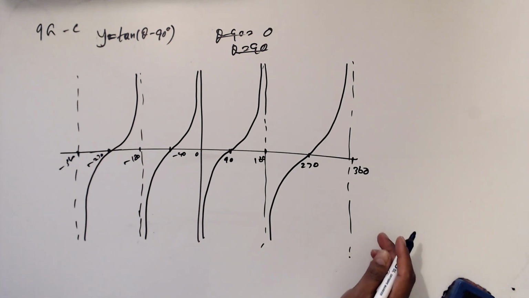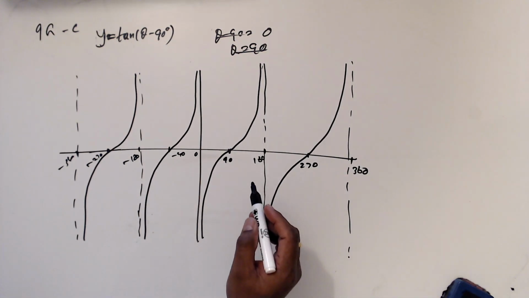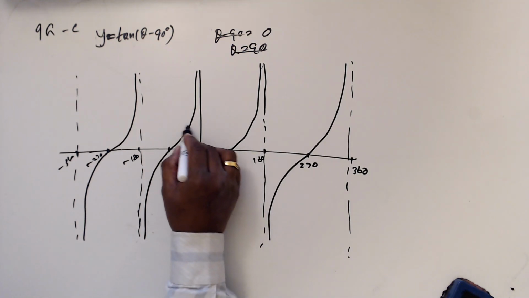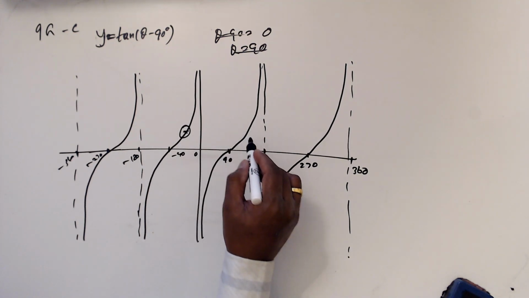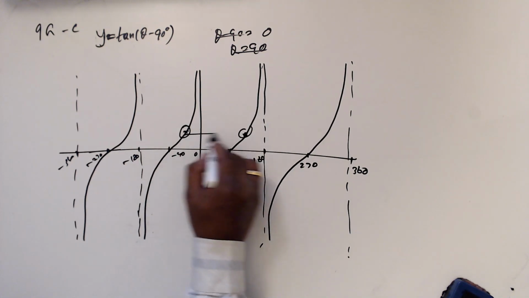So now the period is going to be 180. If we pick up this point to a similar point, the distance.